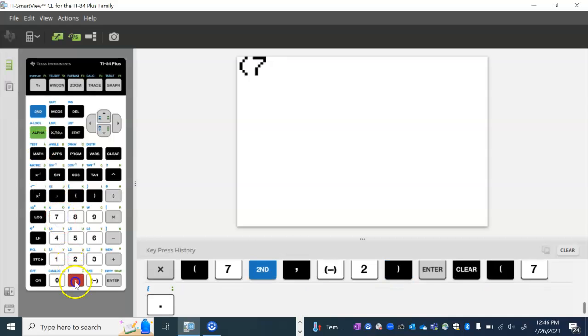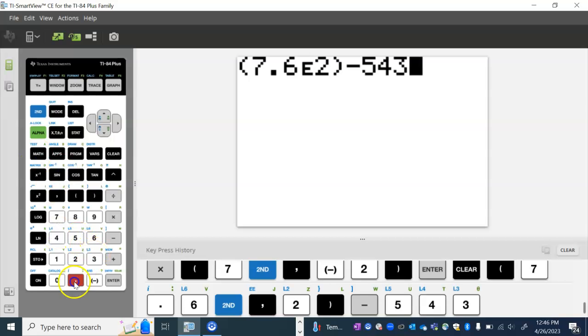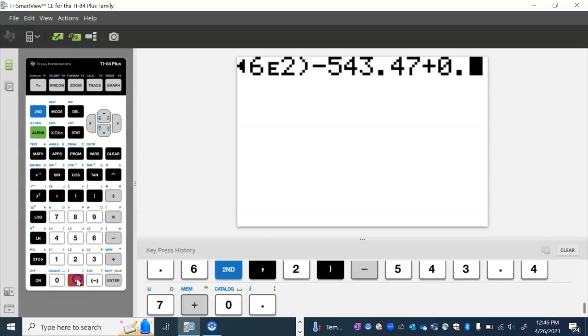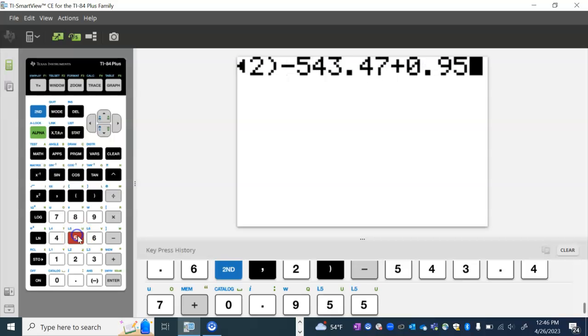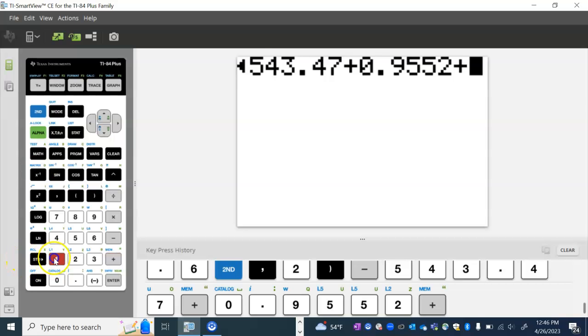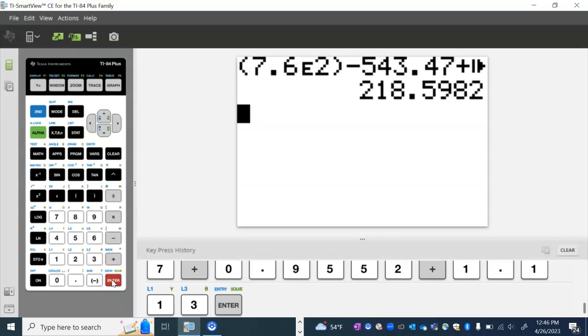I'm going to open parentheses, 7.6 times 10 to the 2, which is second EE 2. Close that parenthesis, and I have minus 543.47 and add 0.9552 plus 1.113. And there's my final answer. I got a 218.5982. We don't really have to worry about scientific notation with this one, and that's going to be your final answer.